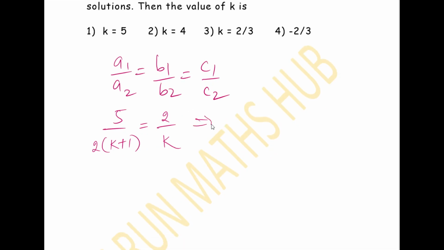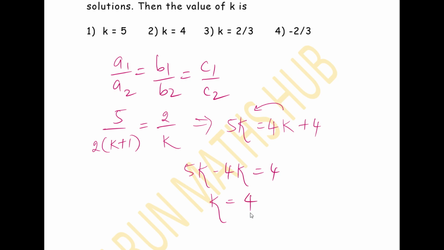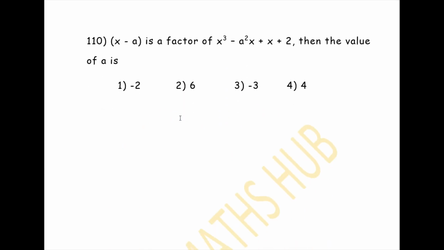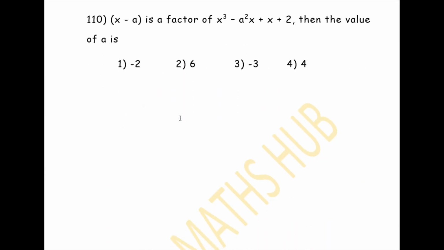Now cross multiply: 5 into k, 5k, which is equal to 2 times 2 times k, 4 times k is 4k plus 4 times 1 is 4. Now shift 4k to LHS, it becomes 5k minus 4k, which is equal to 4. 5k minus 4k is k, which is equal to 4. Therefore the value of k is 4. Therefore the correct answer is option 2, k equals 4. Now moving to question number 110.